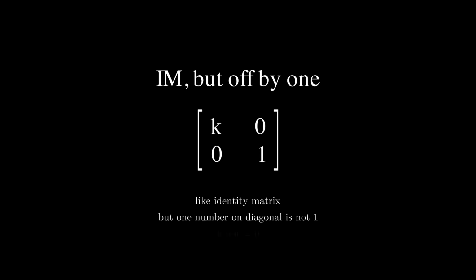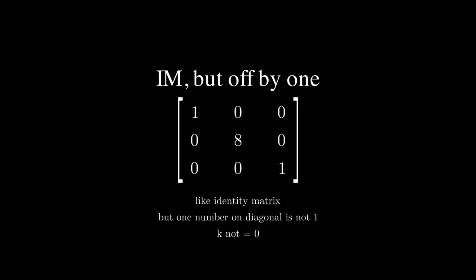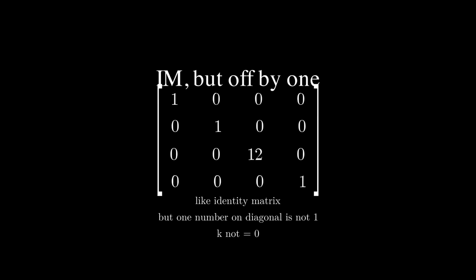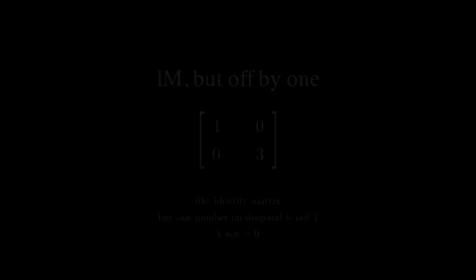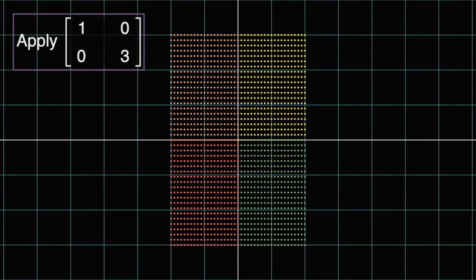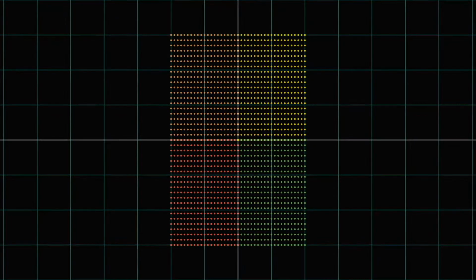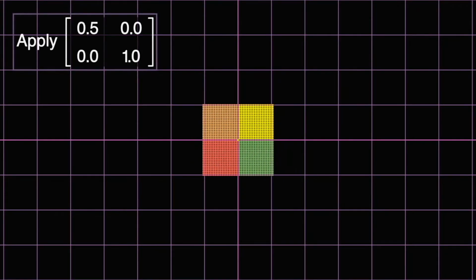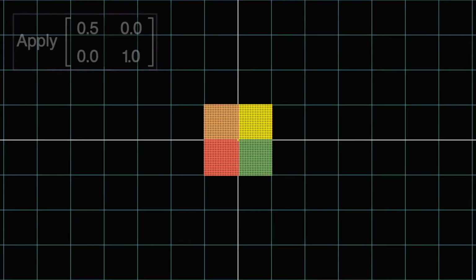The next one is not famous enough to have its own name. But the idea is you take the identity matrix and modify exactly one number on the diagonal line. And let's call this the off-one matrix. Dots were moving along the y-axis, while the x-coordinate is unchanged. How about a different one? Dots are moving along the x-axis, while the y-coordinate is unchanged.